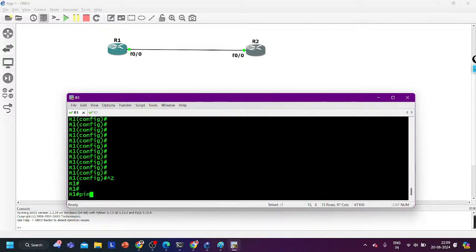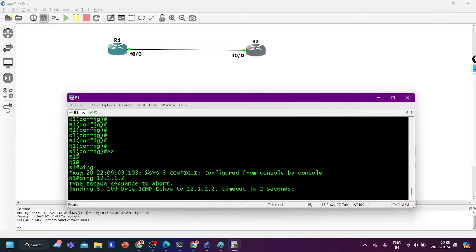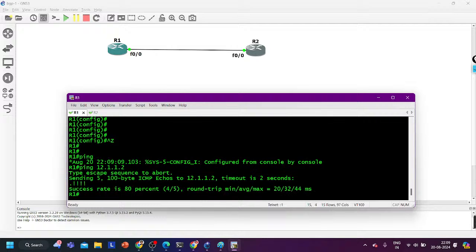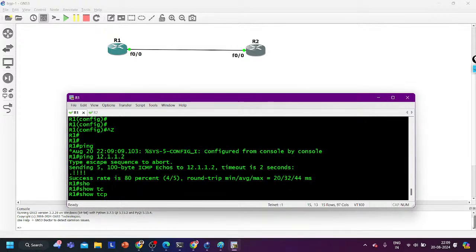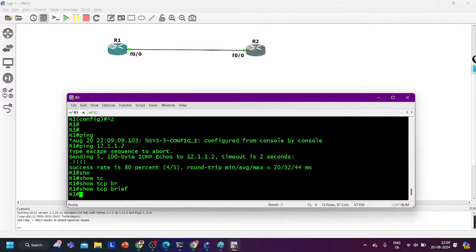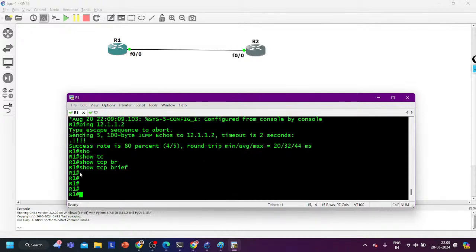See, ping 12.1.1.2. Ping is working. Is ping working? Yes, directly connected. Now, show TCP brief. Guys, see the TCP table. Empty. There is nothing, correct? That means there is no TCP connection on router number 1.